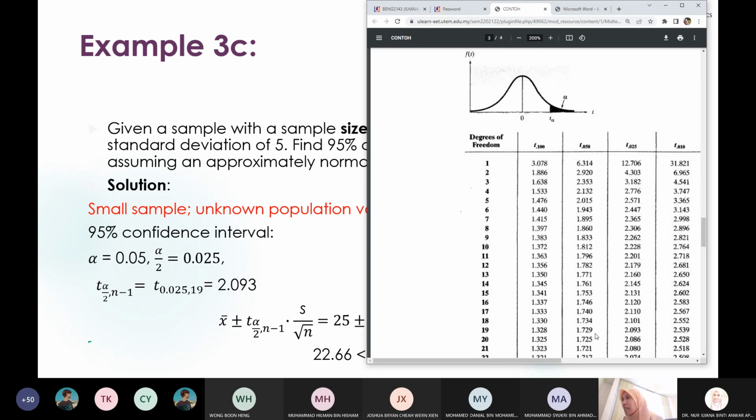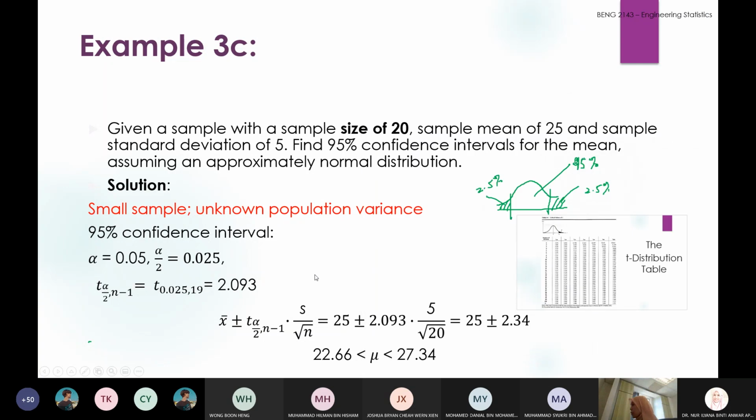But if you remember last time in our tutorial session, I also introduced that you can use Excel to speed up your search for the value of the normal distribution. There is also a command for when you want to find the T distribution. Or else you can use the conventional way where we refer to the table.